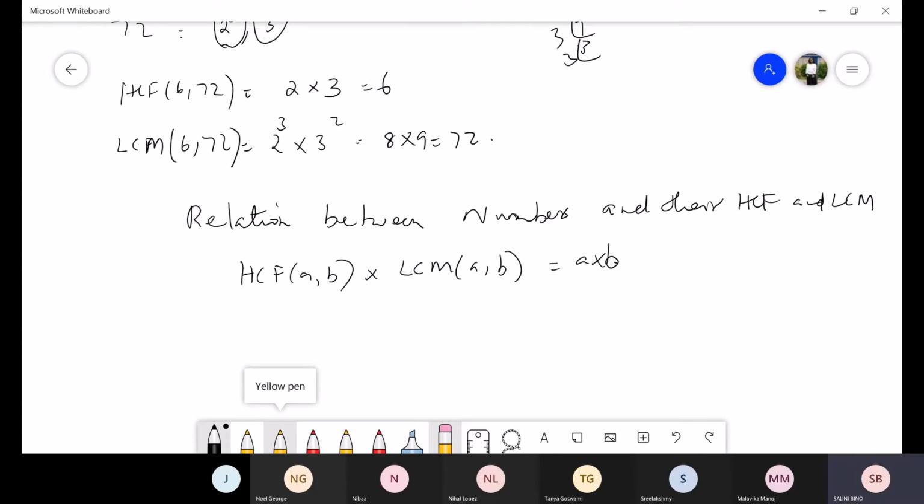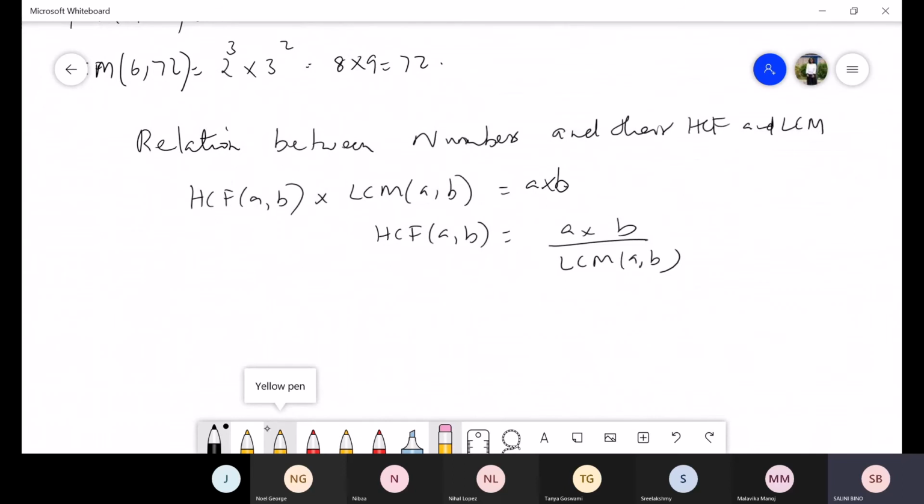So you can find the HCF of two numbers. How? It is a into b divided by the LCM of a and b. Anyways, a and b will be given. You can find the LCM and then divide, and you will get the HCF. Similarly, sometimes they will give you the HCF and you just have to multiply the numbers and find out. If they are asking you the LCM, it will be a into b divided by the HCF of a and b.